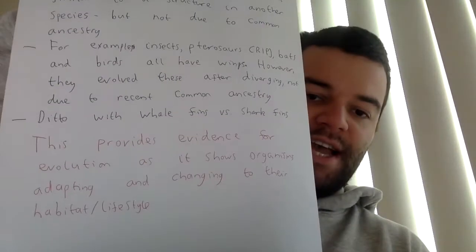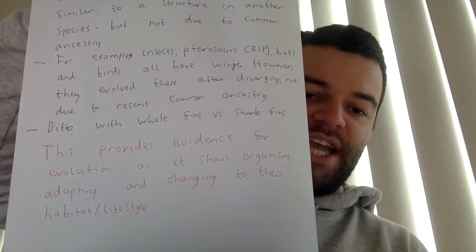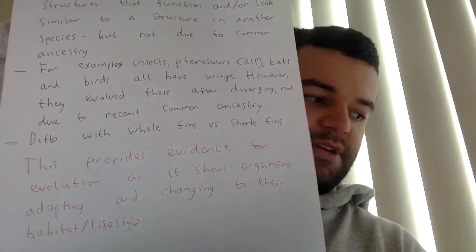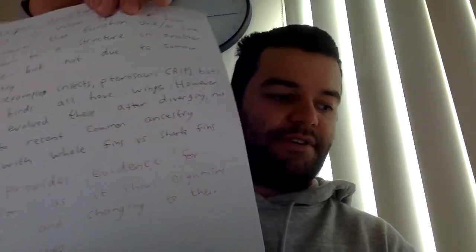So they all have wings not because they've got a common ancestor, but because they've all adapted to similar environments which made having wings useful. So that provides evidence for evolution as it shows organisms adapting and changing to their habitat or lifestyle. So another key part of the evolutionary theory.